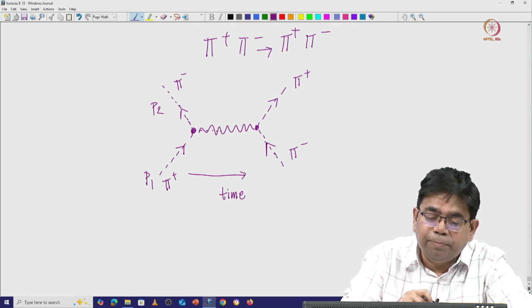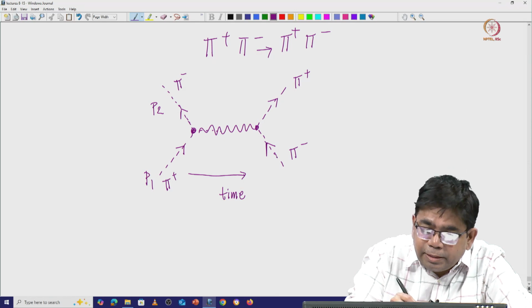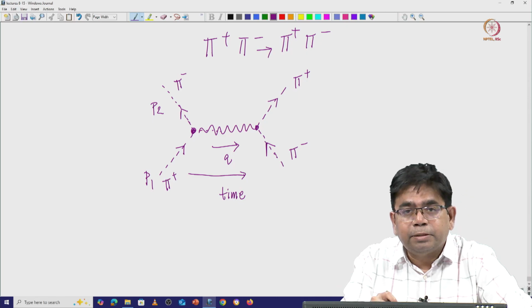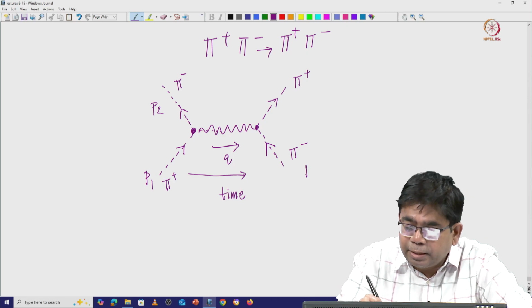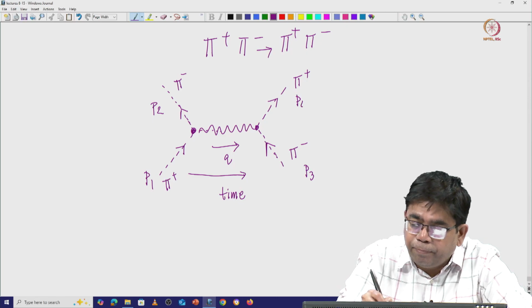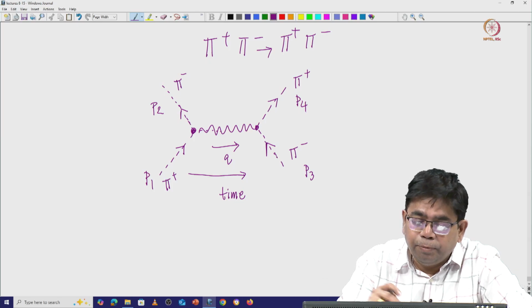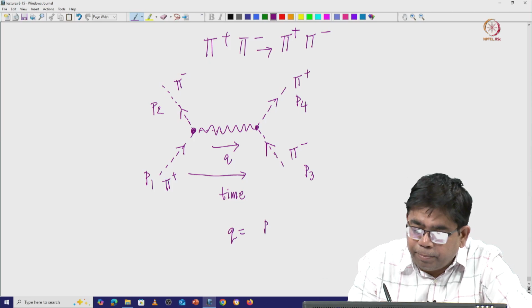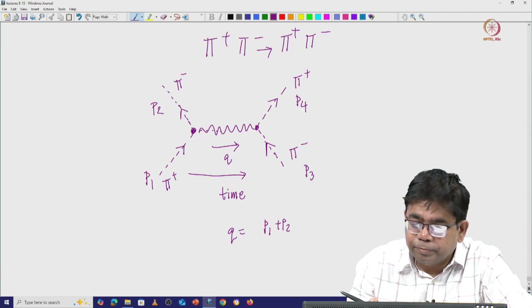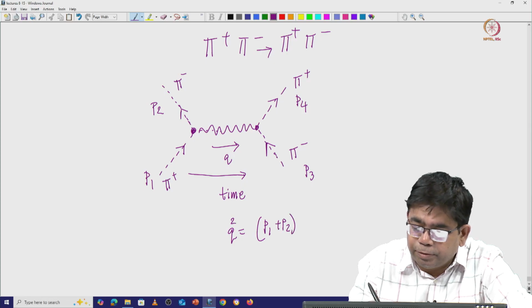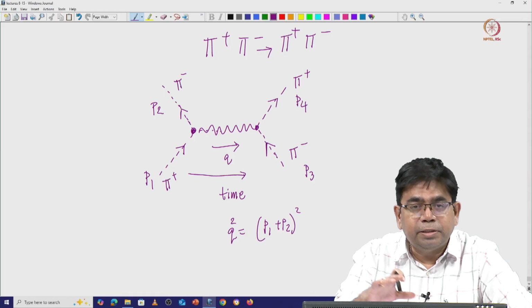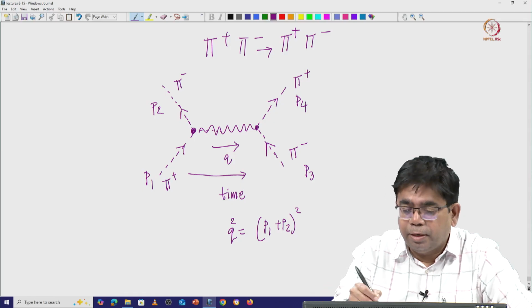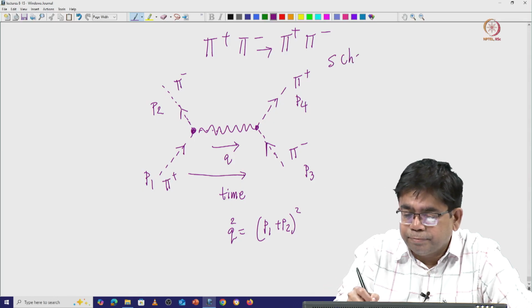Now you have P1, P2, and the propagator has a momentum q, and this has an external vertex with P3, P4. So q has a total momentum P1 plus P2. So q square is equal to s, and so the first channel you are seeing is called an S channel process.